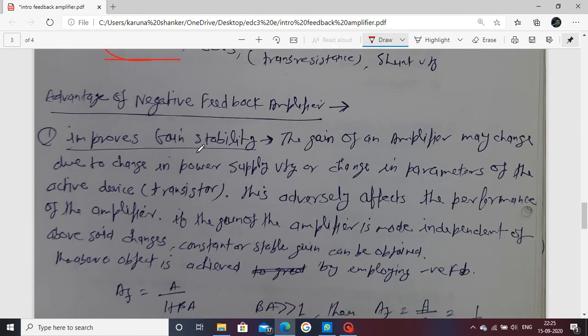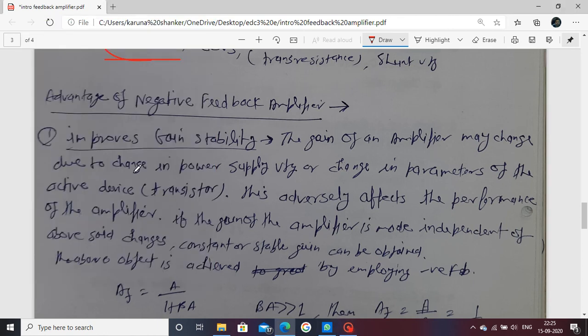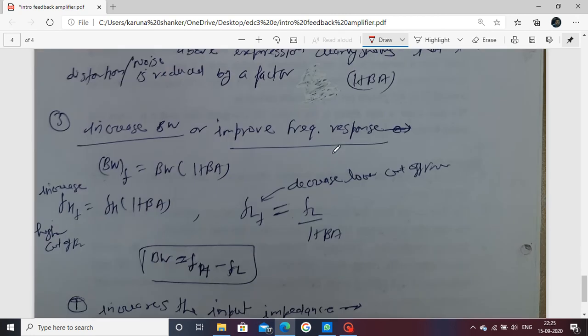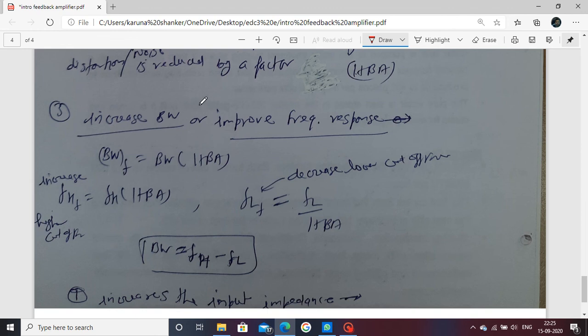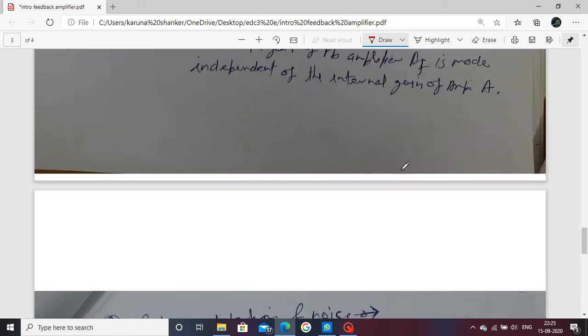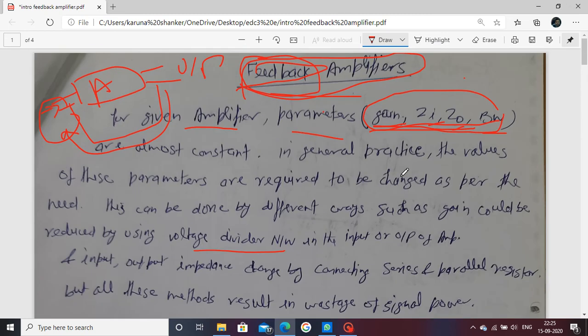Okay, we move to the next topic, the advantages of negative feedback amplifiers. One advantage is that stability increases when negative feedback is used. Next, distortion and noise are reduced. When the gain decreases, the bandwidth increases with negative feedback. Also, input impedance increases in some circuits we have seen.